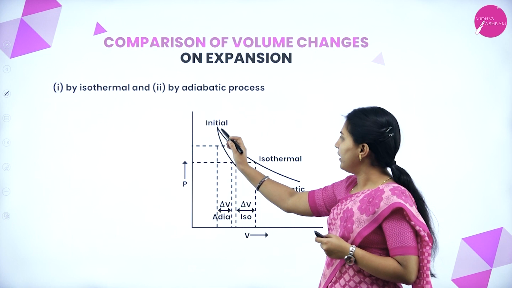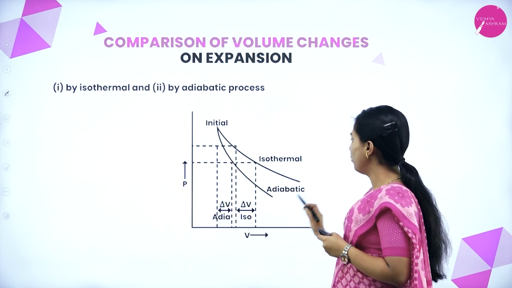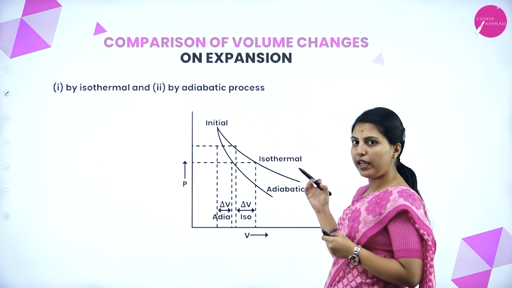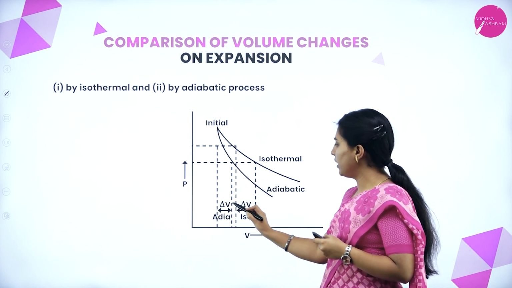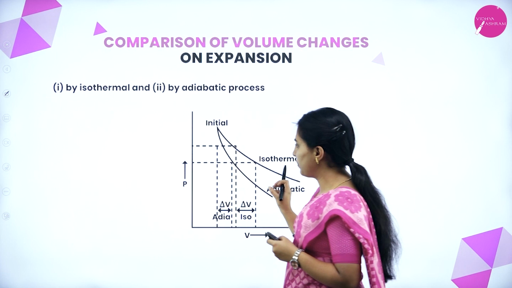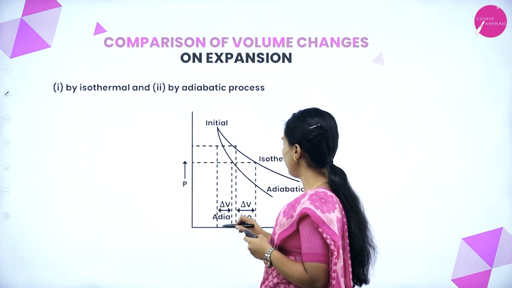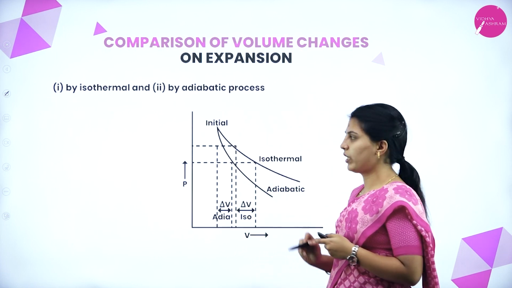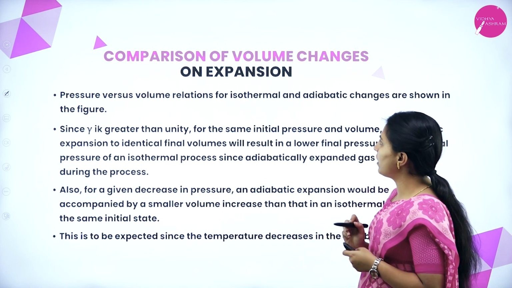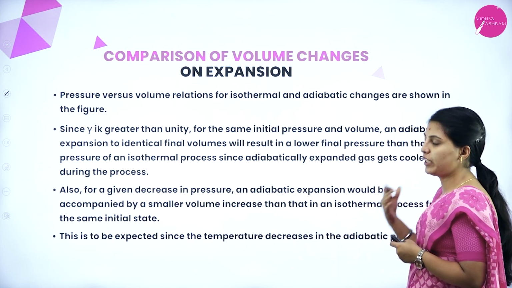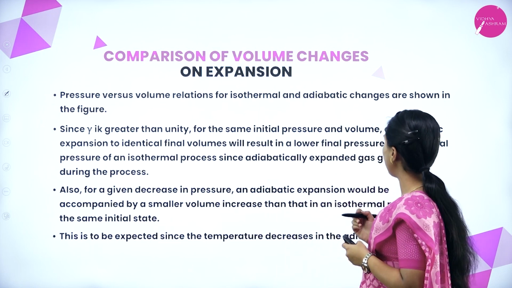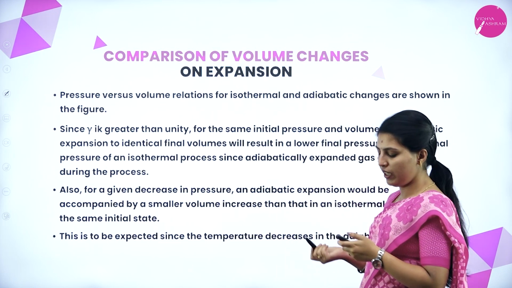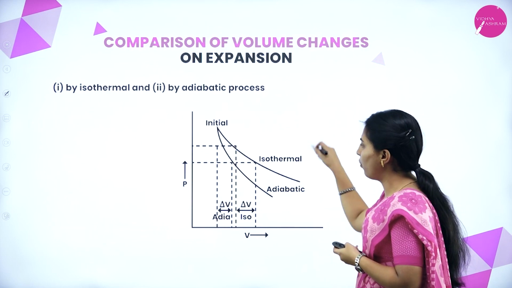Isothermal and adiabatic: see here, it is from the initial state getting expanded to the final state, and this is isothermal. See here delta V, isothermally it has been expanded, here pressure, here volume. Okay. Next, comparison of volume changes on expansion. Pressure versus volume relations for isothermal and adiabatic changes are shown in the figure. This is the graph they have shown overall.